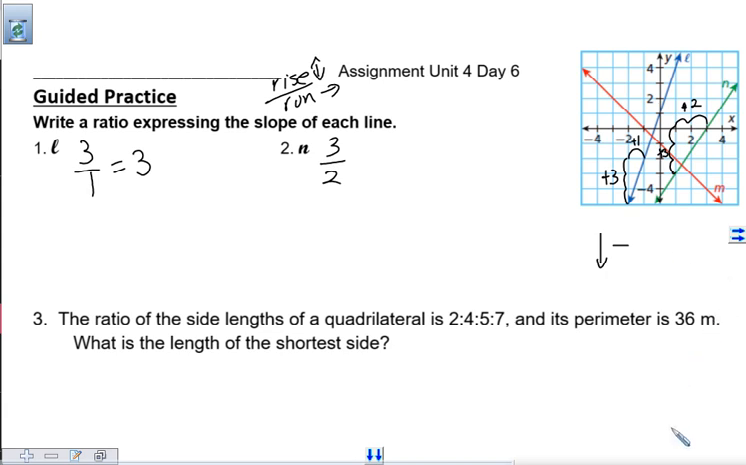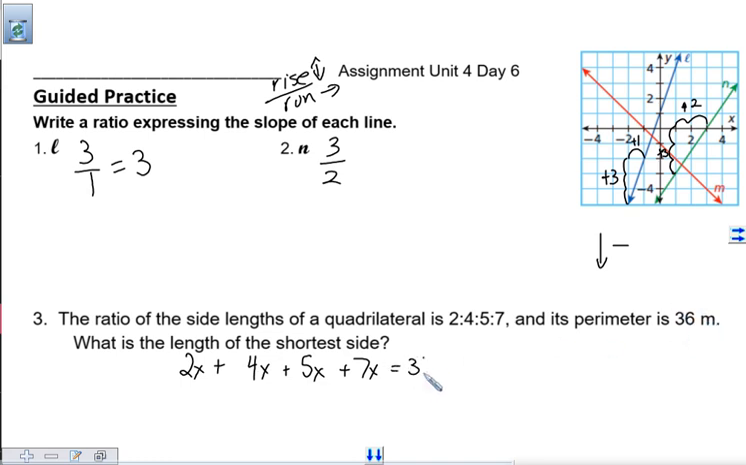What would we do on number 3? The ratio of the side lengths of a quadrilateral is 2 to 4 to 5 to 7, and its perimeter is 36 meters. What is the length of the shortest side? We take that ratio, put an x behind each of the numbers, and add them all together, and set it equal to 36.